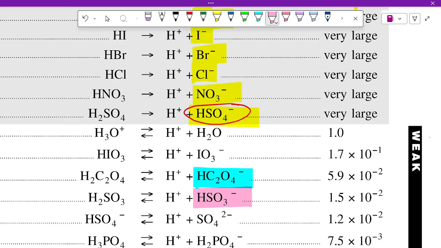Does HSO4 minus also appear on the left-hand side? Here, it appears as a base. Does it also appear as an acid? Yes, here it is as an acid. Excellent. But no, at the bottom. Oh, whoops. Sorry. The next one down. There we go. That's better.